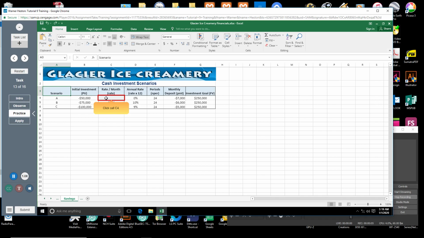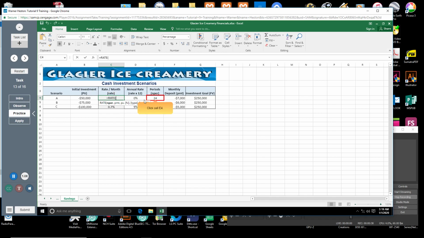Click cell C4. You will use the RATE function to calculate the interest rate required to reach a savings goal of $250,000, given an initial investment of $50,000 and deposits of $7,000 a month for 24 months. Type =RATE, open parenthesis, in cell C4. As you type, Excel's autocomplete feature prompts you for function arguments.